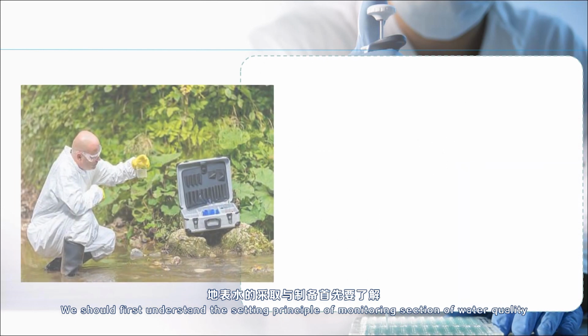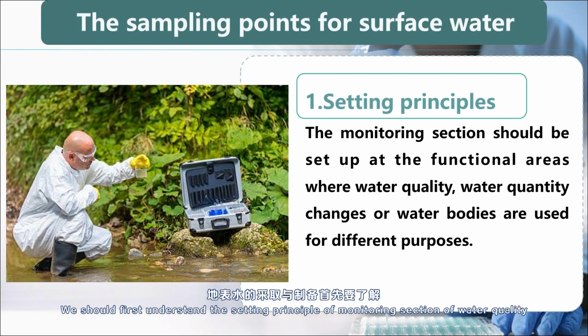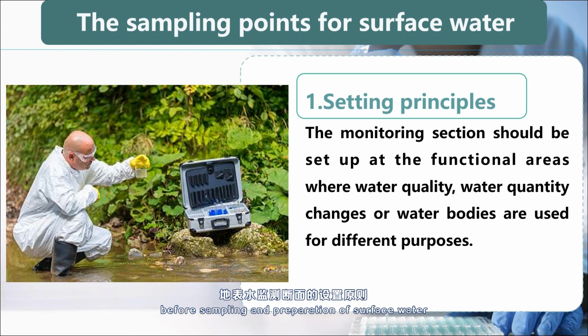We should first understand the setting principle of monitoring section of water quality before sampling and preparation of surface water. The monitoring section should be set up at the functional areas where water quality and quantity changes or water bodies are used for different purposes. The setting of sampling points needs to follow 6 principles.